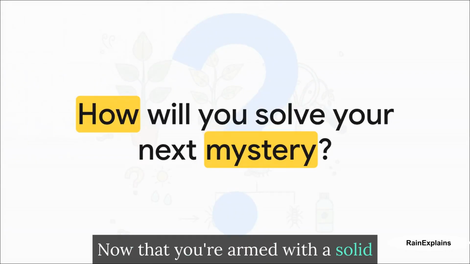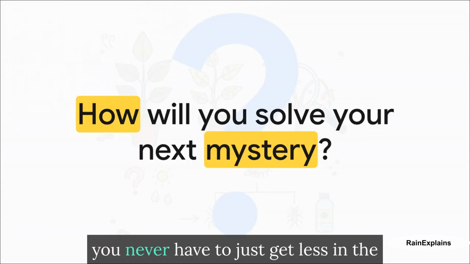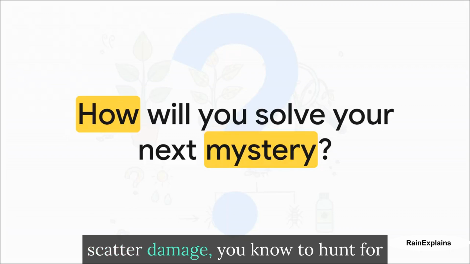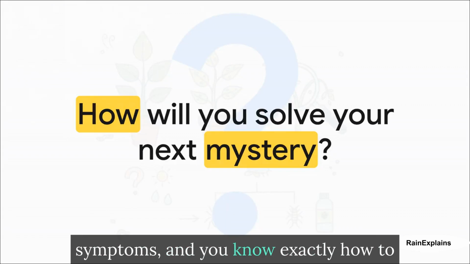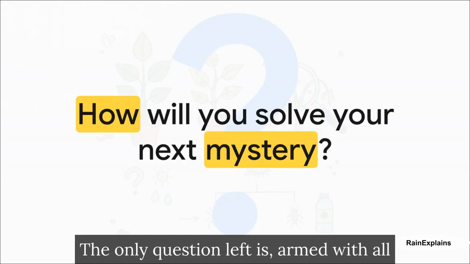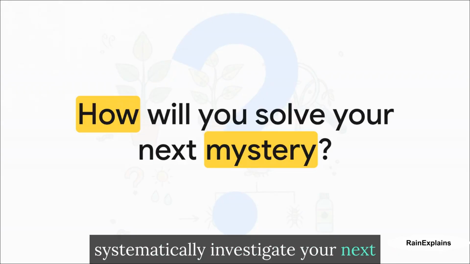So there you have it. Now that you're armed with a solid understanding of host specificity and the whole forensic diagnostic process, you never have to just guess in the dark again. You know to look for uniform versus scattered damage, you know to hunt for actual signs instead of just reacting to symptoms, and you know exactly how to break that disease triangle. The only question left is, armed with all these new tools, how will you systematically investigate your next garden mystery?